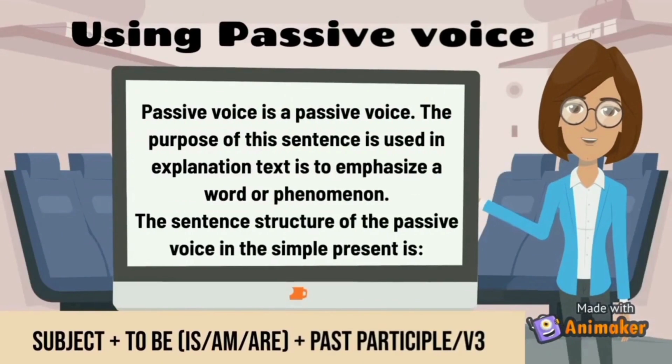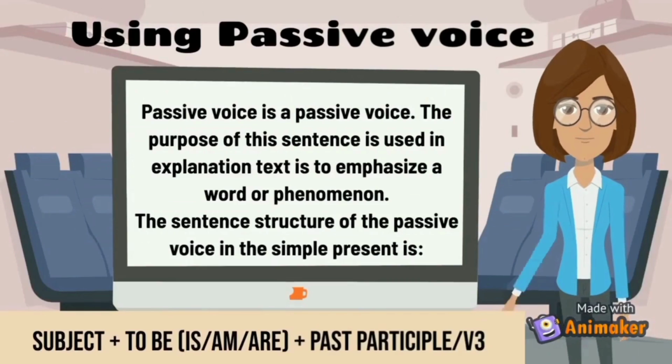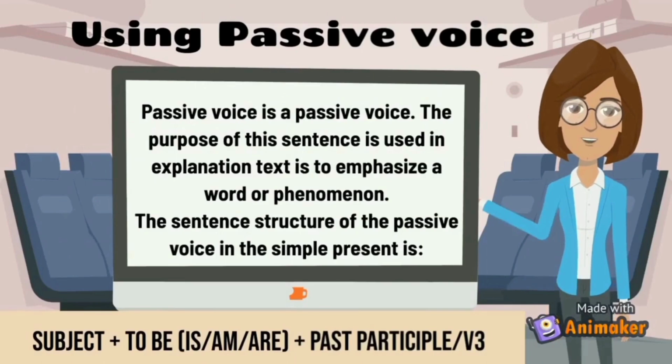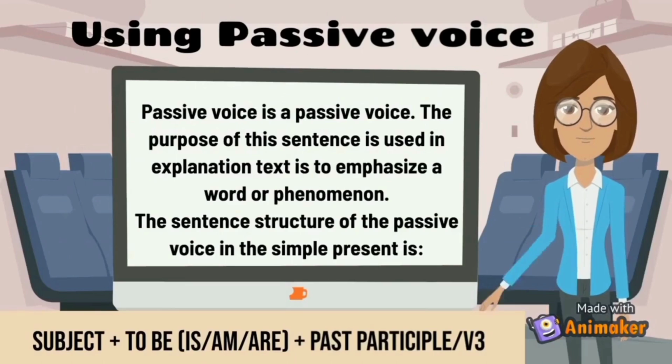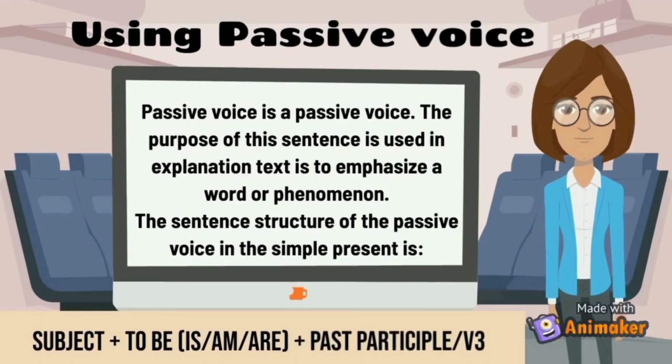Using passive voice. The purpose of this sentence in explanation text is to emphasize a word or phenomenon. The sentence structure of the passive voice in the simple present is subject plus to be (is, am, are) plus past participle or verb 3.